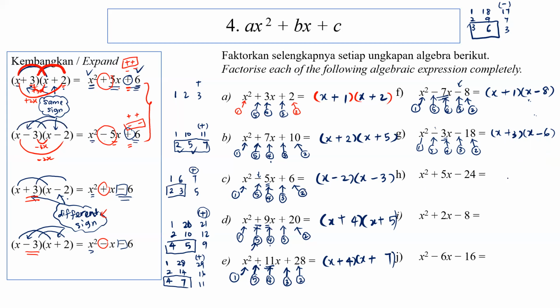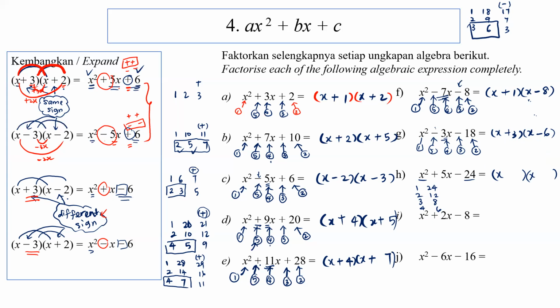Okay, next this one. Now, let's say you're familiar with the technique. Now we can go straight by looking at x squared. It is x times x. To get 24, it is basically 1 times 24, 2 times 12, 3 times 8, and then 4 times 6. 5 cannot, 6 come back already. So we have 4 sets.